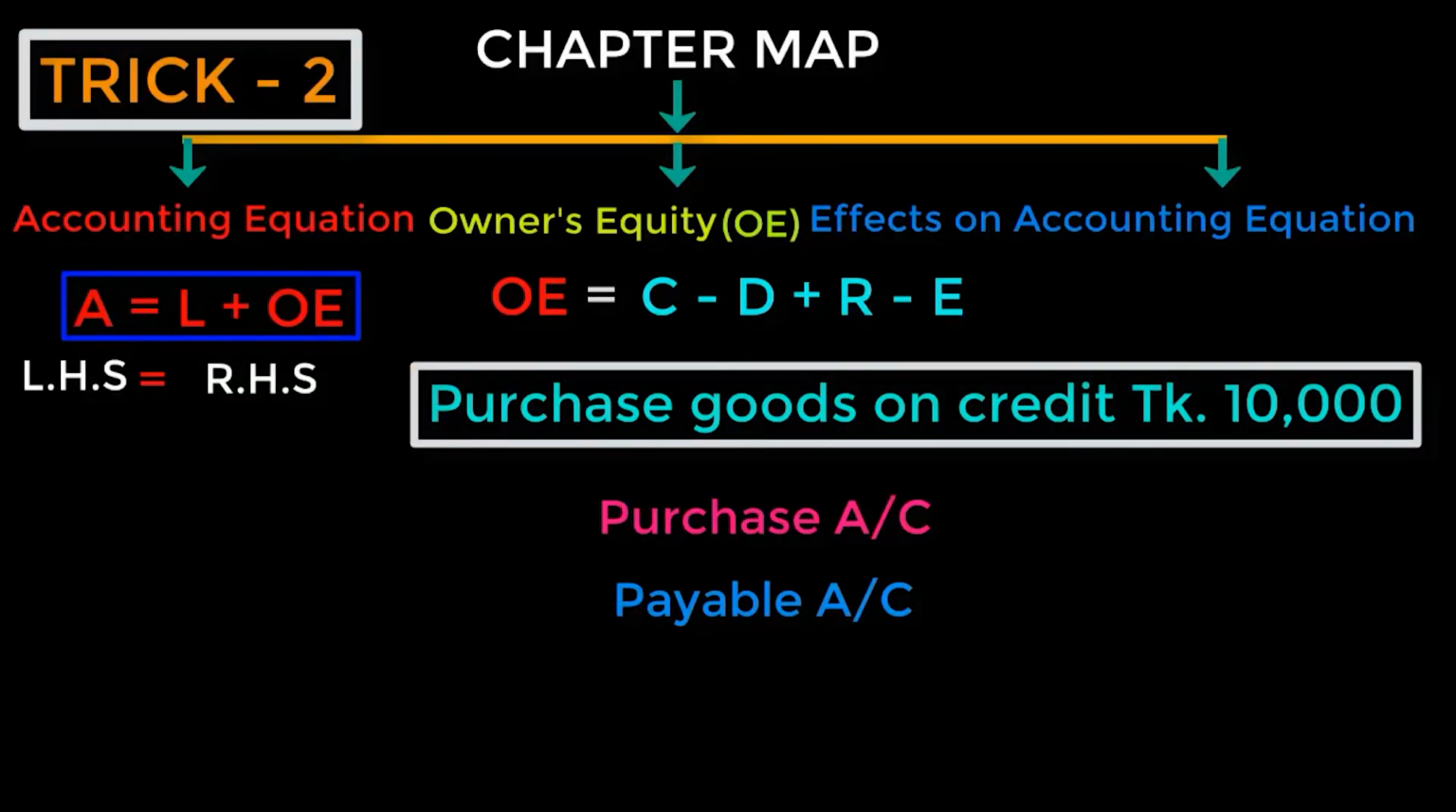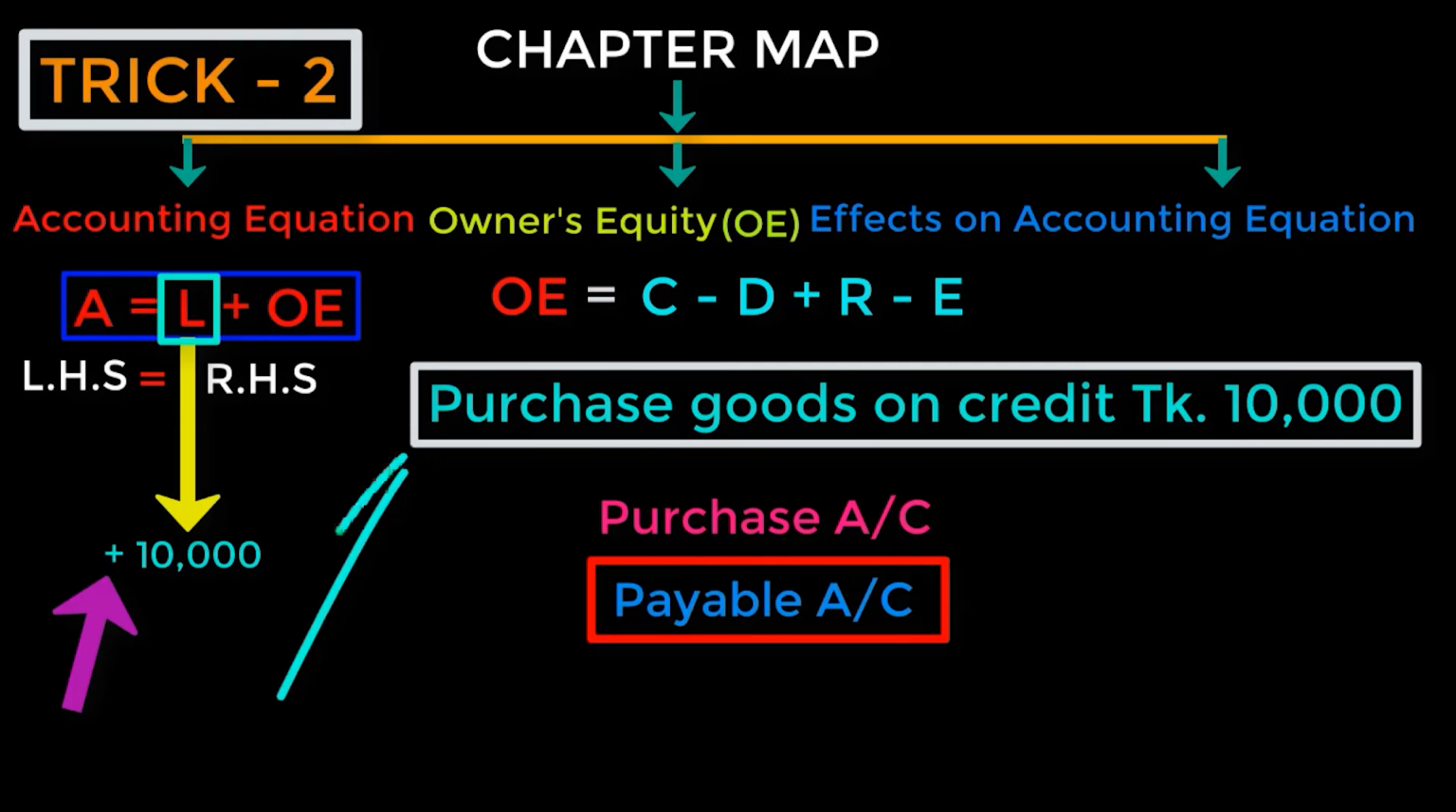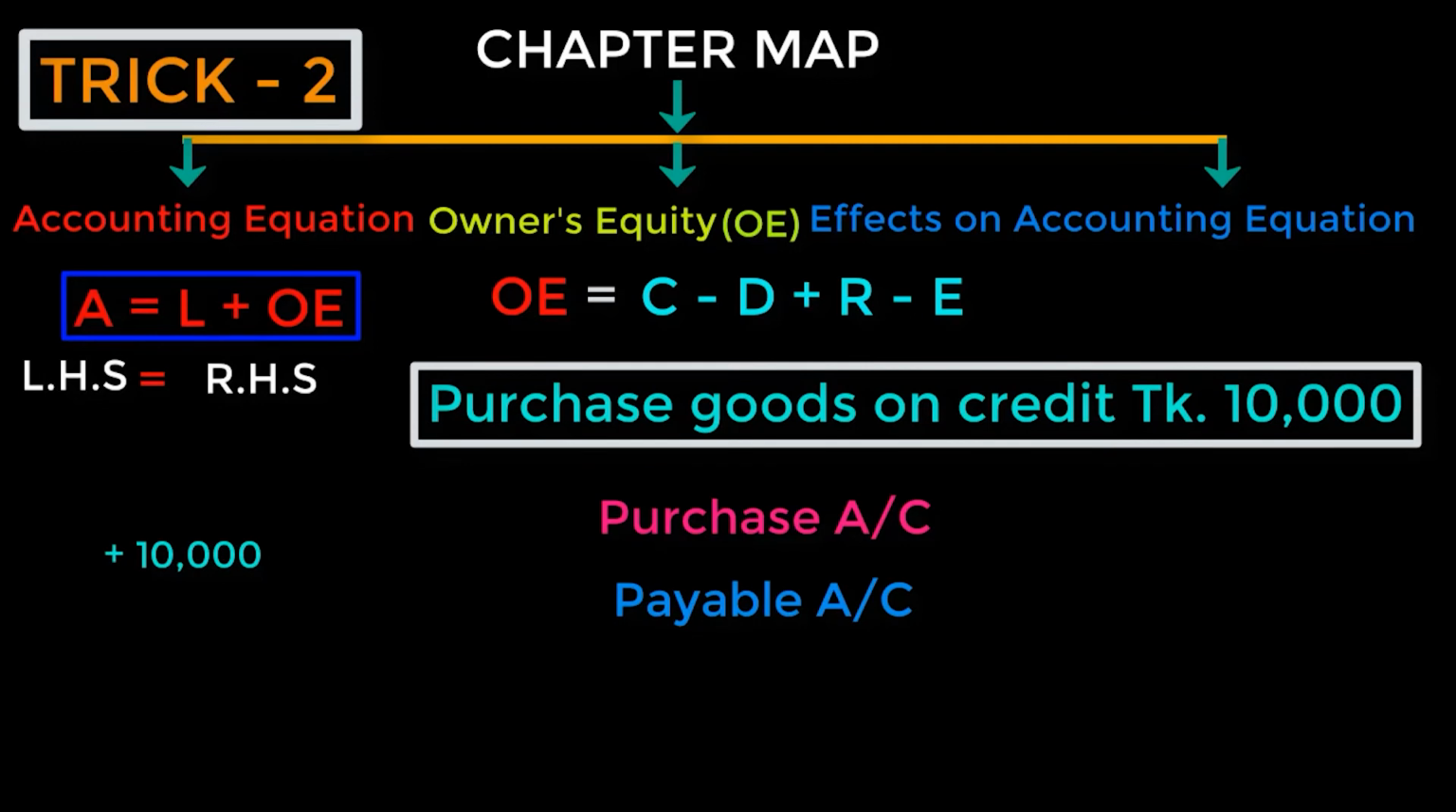Now tell me, because of payable account, will the liabilities increase or decrease? Certainly liabilities will be increased. So we will write 10,000 taka below this L. See, we have already got plus for one account of this transaction. Therefore, closing our eyes, we will subtract the other account here in this particular side. The other account is this purchase account. So we will write here below this OE 10,000 within a bracket like this.